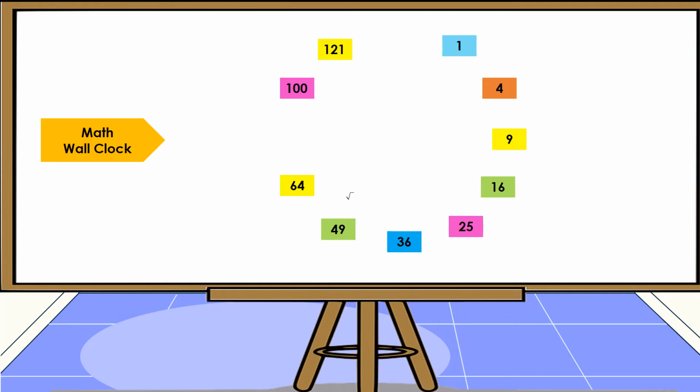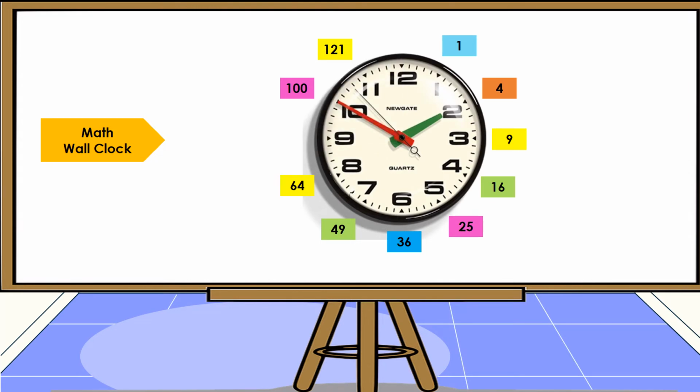What is a math wall clock? Are you familiar with a math wall clock? Okay, that's our wall clock. You see the numbers inside and there are numbers written outside the clock. How are the numbers inside the wall clock related to the numbers written outside the wall clock? Okay, so let's find out. Let's begin with 144. If we get the square root of 144, you will get 12. The square root of 81 is the number inside, 9.